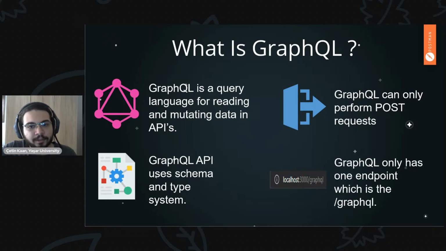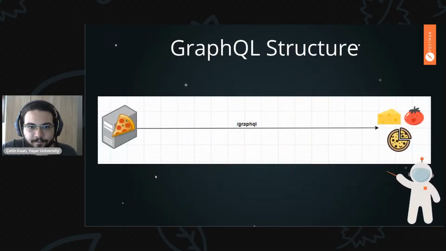Also, GraphQL has only one endpoint, which is /graphql, while a REST API has multiple endpoints, as you can see. A REST API can have as many endpoints as you might want.